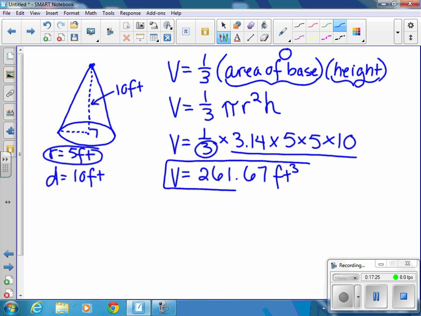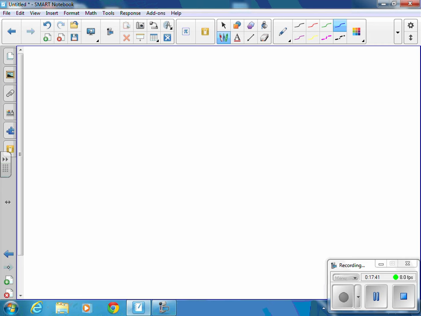Okay, so there is our cone, to find the volume of a cone. We can do the exact same thing if we had a triangular pyramid. We would just find the area of the base. So if it was a triangular pyramid, I'm just going to go ahead and find the area of the base, and then multiply it by the height of the pyramid again. So this is how you're going to work on all those.